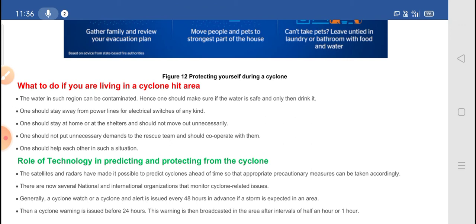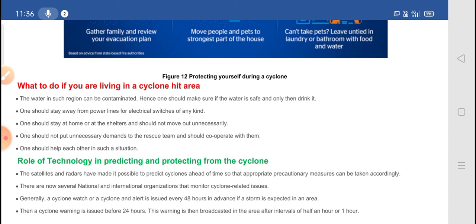Next, one should stay at home or at the shelter, and should not move out unnecessarily. You are safe at home, but if you unnecessarily go out of the home, then sometimes problems will occur. So one should stay at home or in the shelter, right? Should not move outside unnecessarily.